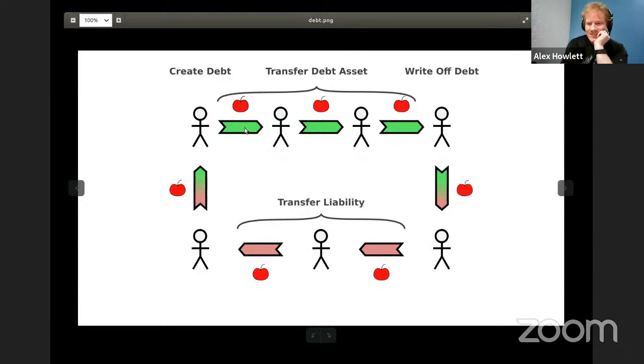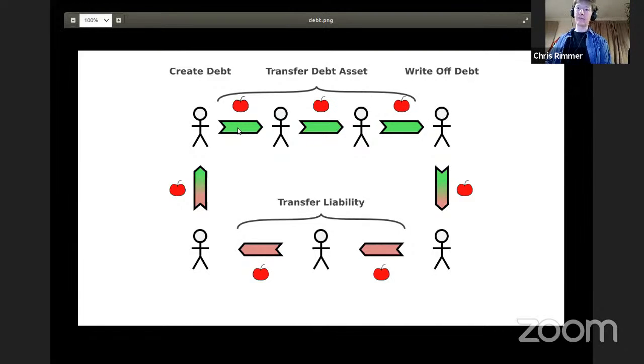And the answer is that each of these transfers, or creation of debt or write-off debt, is another way of transferring some of your net worth. So it can be used in a transaction. So that we now have, instead of one way of transferring net worth by transferring a tangible asset, we have 5 ways. You can create a debt, you can transfer a debt asset, you can write off a debt, or you can transfer a liability, or you can transfer a tangible asset.